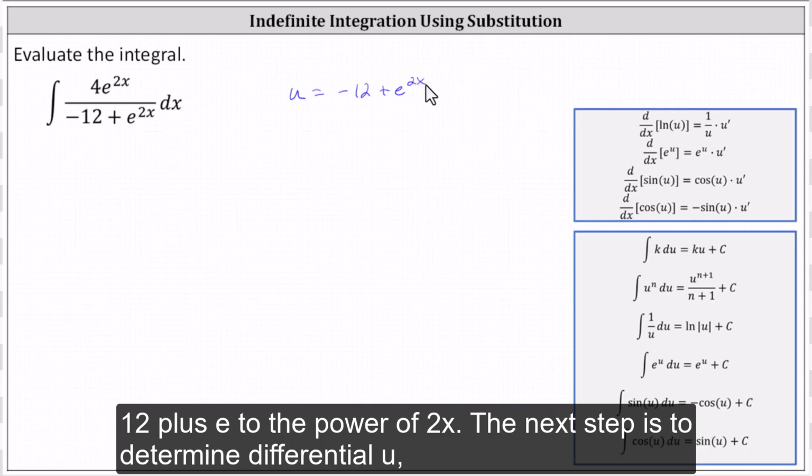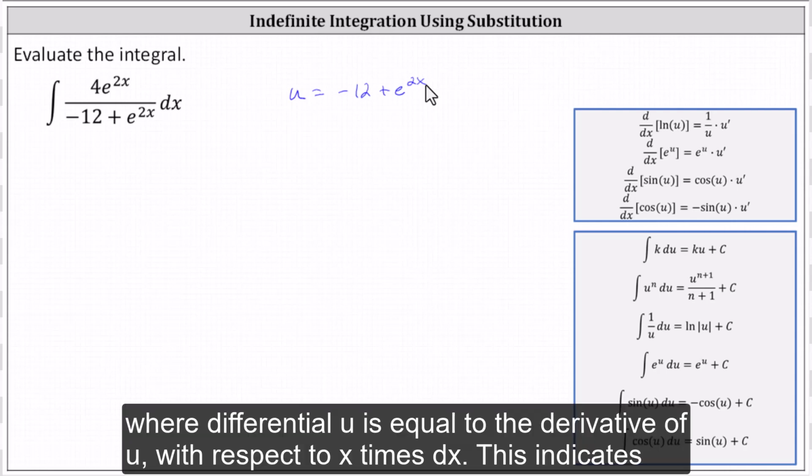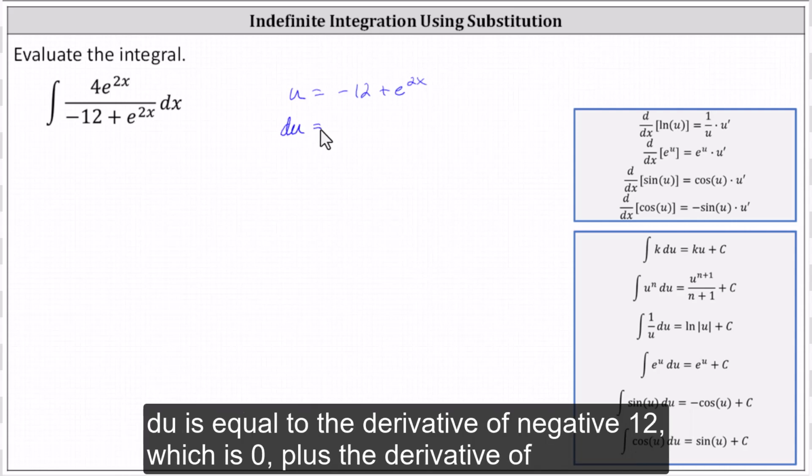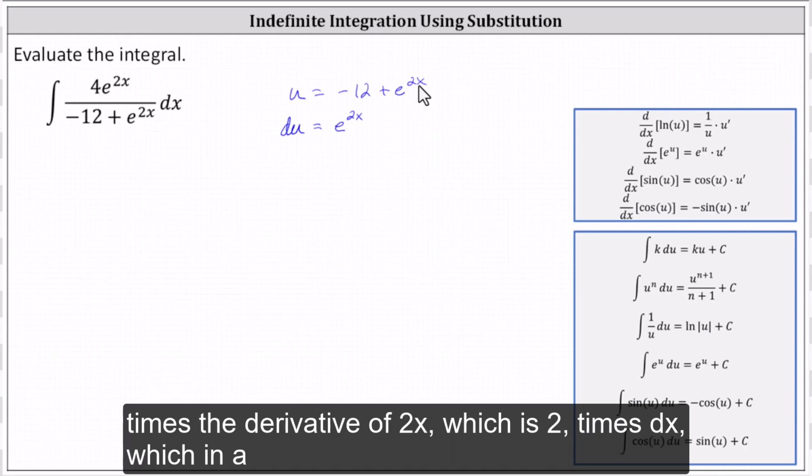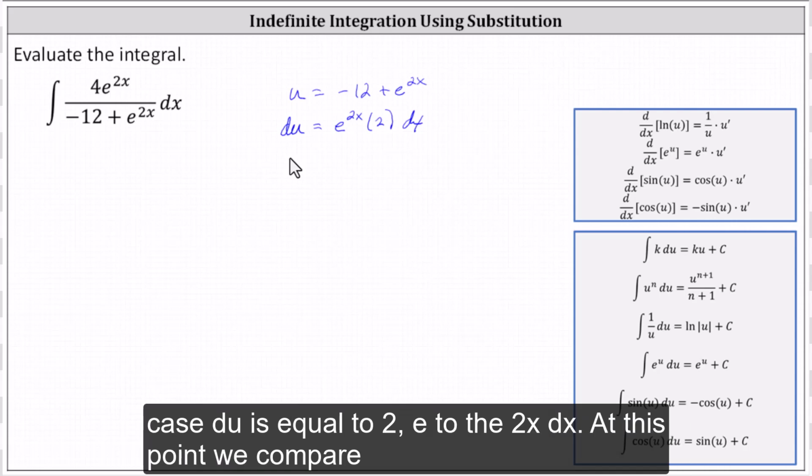The next step is to determine differential u, where differential u is equal to the derivative of u with respect to x times dx. This indicates du is equal to the derivative of negative 12, which is 0, plus the derivative of e to the power of 2x, which requires a chain rule. The derivative is e to the power of 2x times the derivative of 2x, which is 2, times dx, which indicates du is equal to 2 e to the 2x dx.